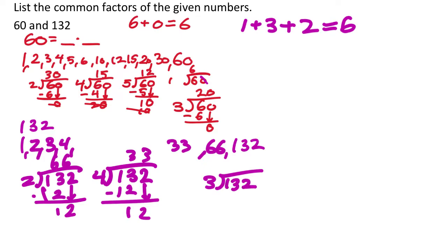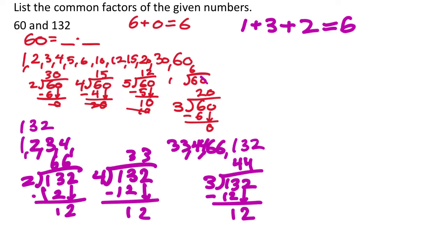132 divided by 3. 3 won't go into 1, but it will go into 13 4 times. 4 times 3 is 12. Subtract, and again we see that 12 again. 3 will go into 12 4 times. So that should have been right here if I list it in ascending order, not that you have to. So we've got the first 4 factor pairs together.